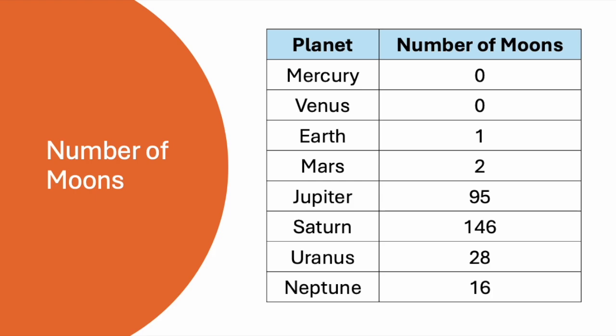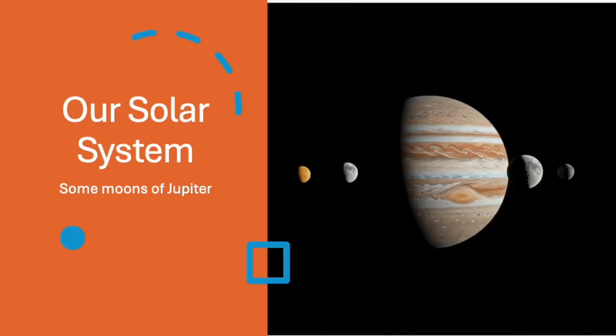So the next time you look up at the night sky, remember that our solar system is filled with a diverse array of objects, each with its own unique properties. By comparing and contrasting these properties, we can gain a deeper understanding of our place in the universe. I hope you enjoyed this journey through our solar system.